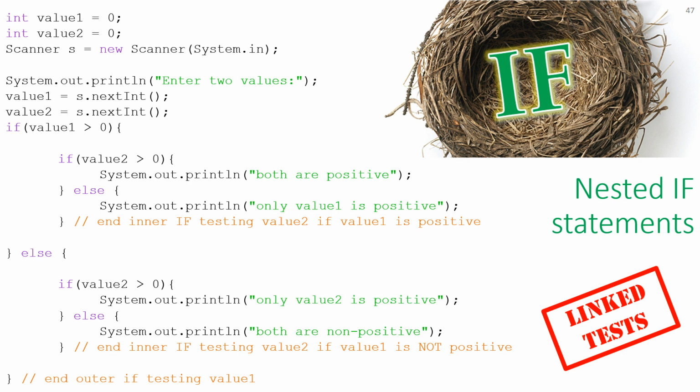When you say, is value 1 greater than 0, and then you ask the question, is value 2 greater than 0? These are linked questions. Because by the time you ask yourself if value 2 is greater than 0 here, you know already that value 1 is greater than 0. So if that is true, you go here. If that is true also, you can say both value 1 and value 2 are positive.